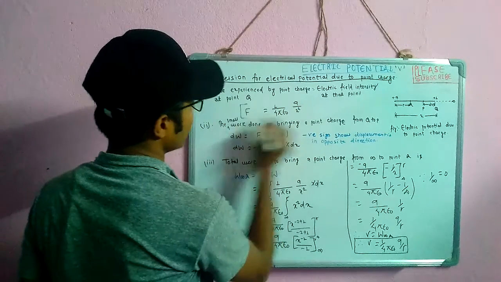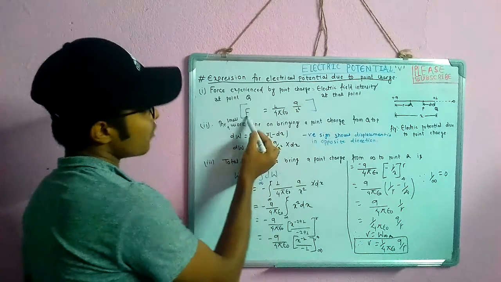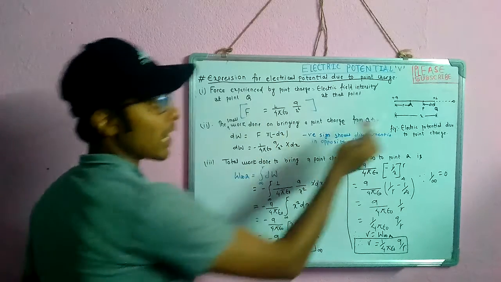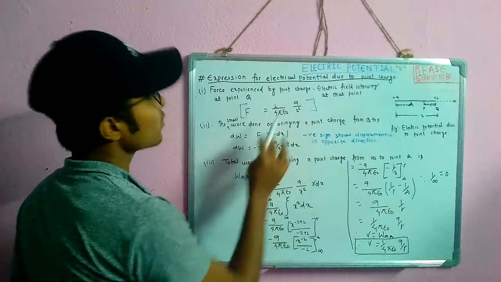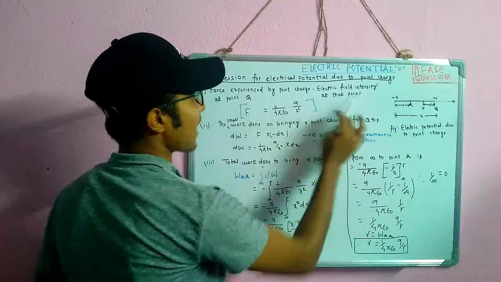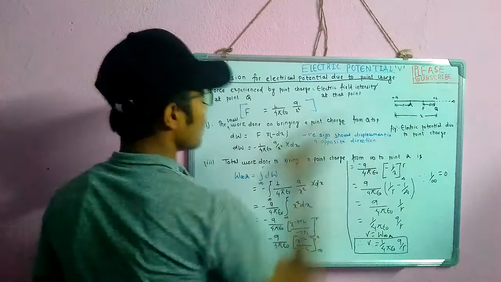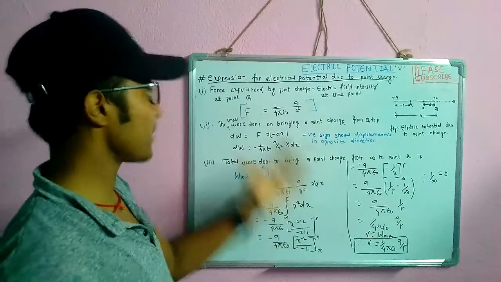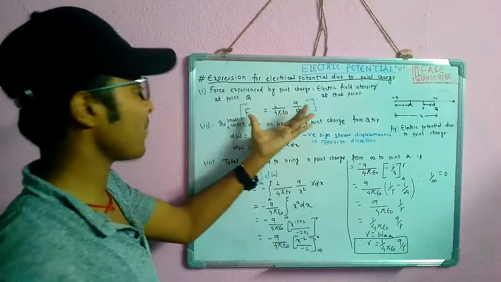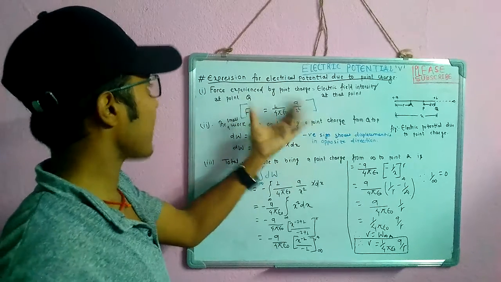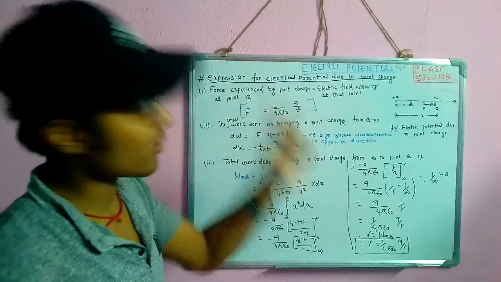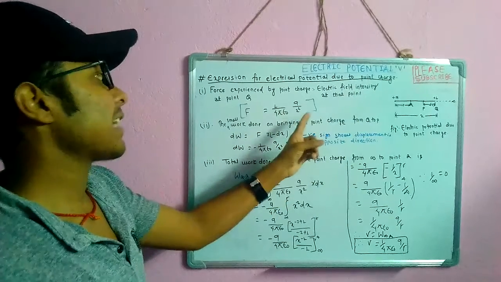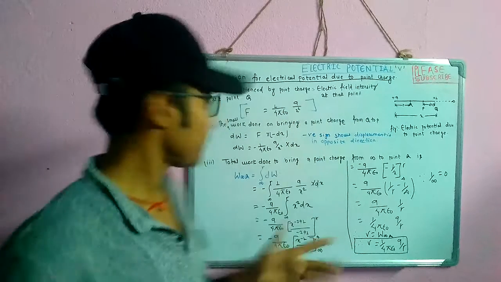And this is the force which is experienced by a unit positive charge at point Q, and which is equal to the electric field intensity at that point, that is the point Q. For derivation of this expression, we have in our mind that the force experienced by that unit point charge at that point is equal to the electric field intensity at that point.